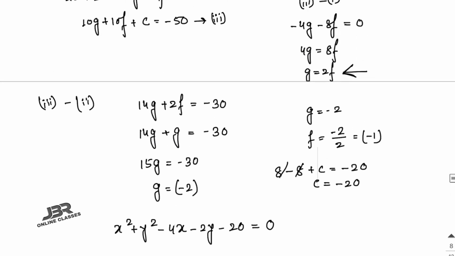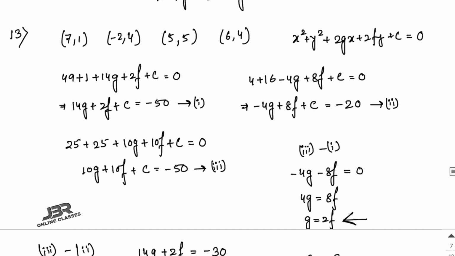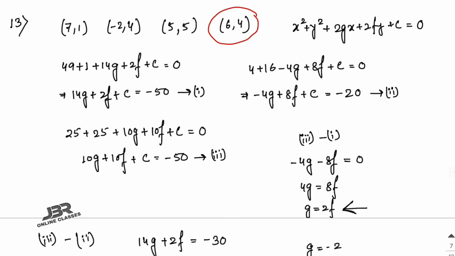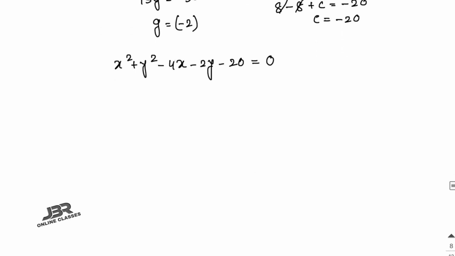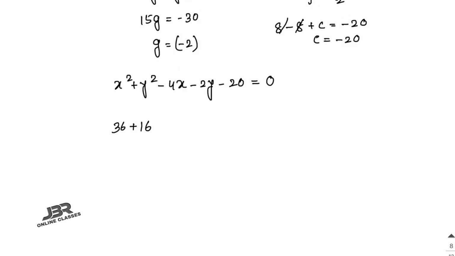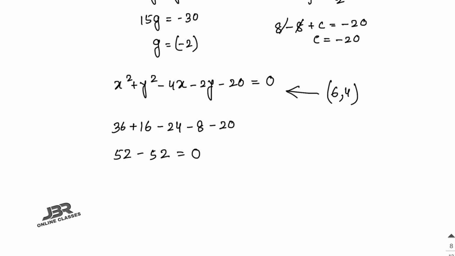Clear? Now what is the fourth point? The fourth point is 6 and 4. Just put the value of 6 and 4 in the left hand side. If it will be 0, that means the 4 points are concyclic. So put 36 as 6 square, then 4 square means 16, then 6 fours are 24, then 4 twos are 8, minus 20. So that is 52 minus 52, which equals 0. So that means 6 and 4 satisfy this equation also.